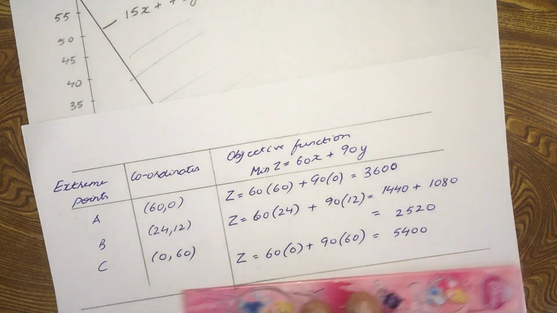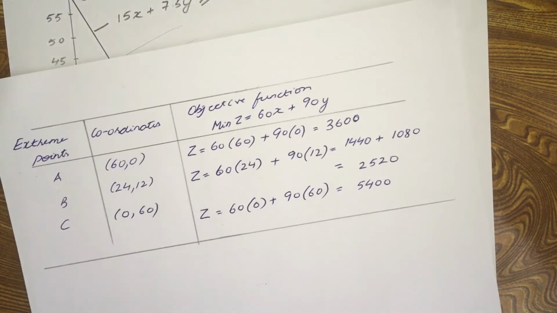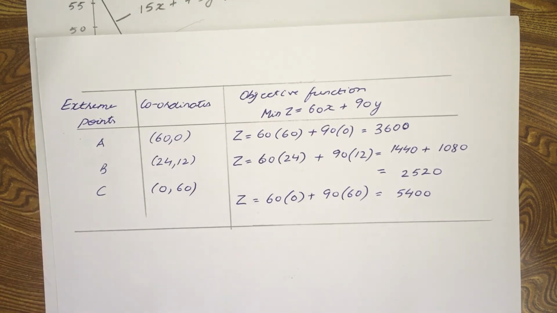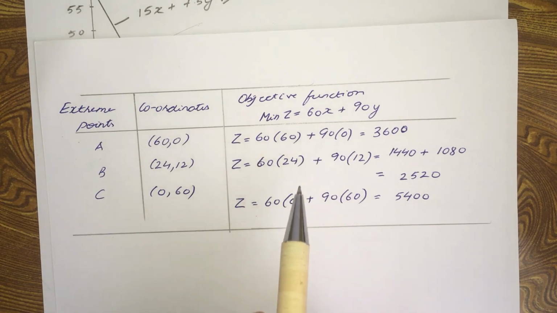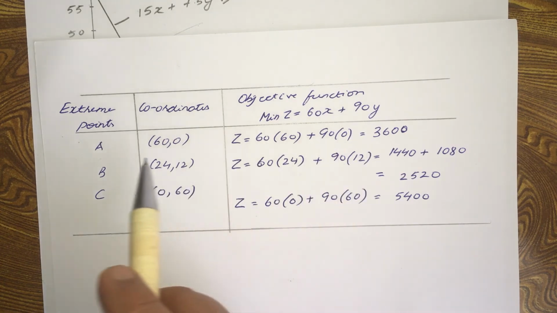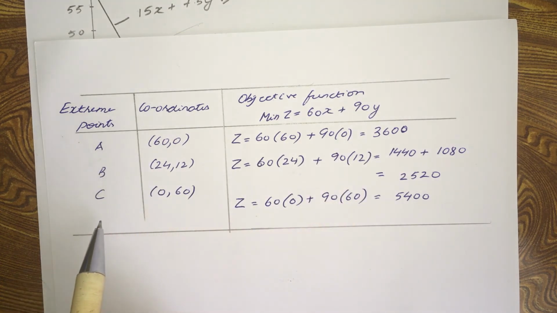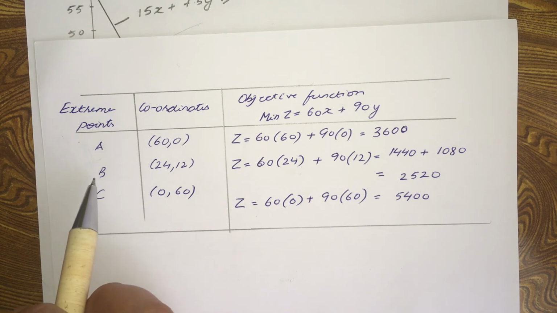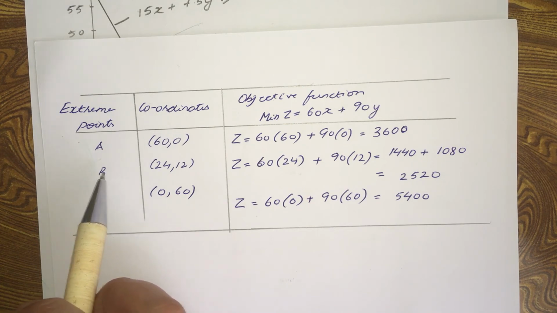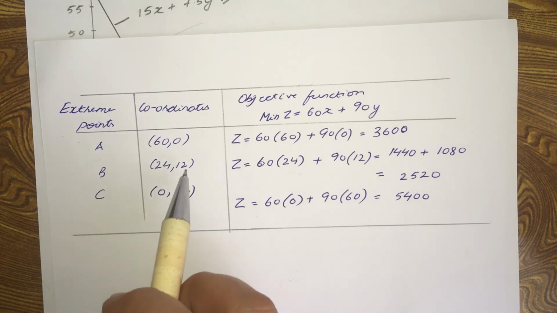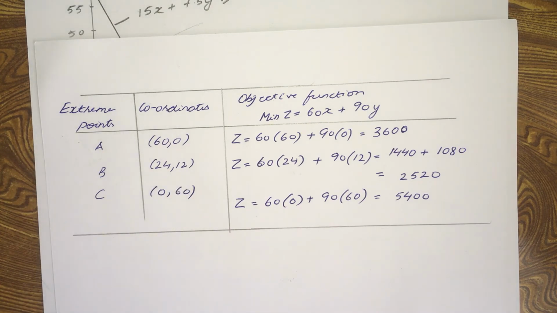Now remember, this is a minimization problem. So how much of product X and how much of product Y are you going to produce? Since your objective function is to minimize the cost, your cost will be minimized at which extreme point, A, B, or C? Yes, it'll be minimized at extreme point B, where the value of X is 24 and the value of Y is 12.